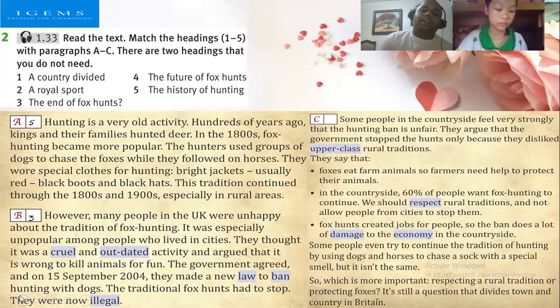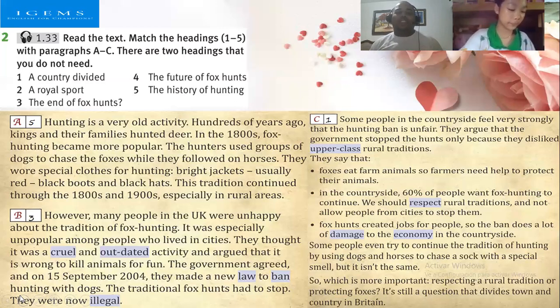Correct, absolutely correct. So letter C, what matches with letter C? What will be the best number for this one? I think letter C matches with 1. Okay, number 1, and the answer is correct. Well done. So by default we can say that the two headings that do not match, the different texts we're having over here, are number 2 and the number 4. That's right.